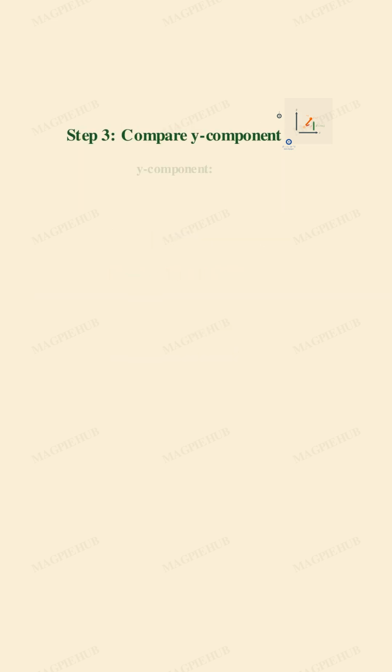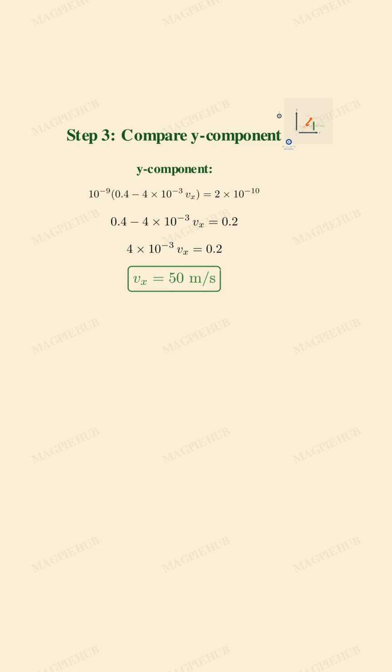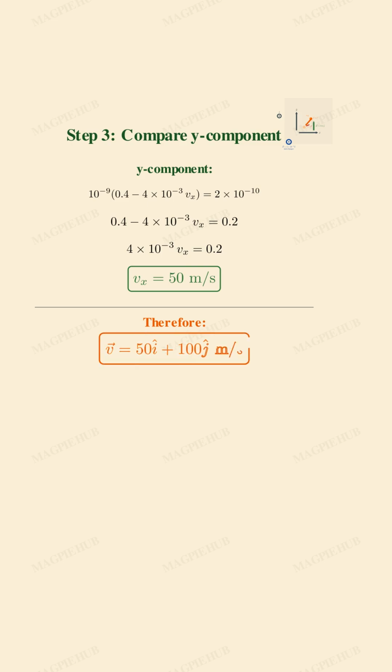Step 3. Now the y component. We have 10 to the minus 9 times the quantity 0.4 minus 4 times 10 to the minus 3 Vx equals 2 times 10 to the minus 10. Dividing both sides by 10 to the minus 9, we get 0.4 minus 4 times 10 to the minus 3 Vx equals 0.2. Rearranging, 4 times 10 to the minus 3 Vx equals 0.2. Therefore, Vx equals 50 meters per second. The velocity is 50 i hat plus 100 j hat meters per second.